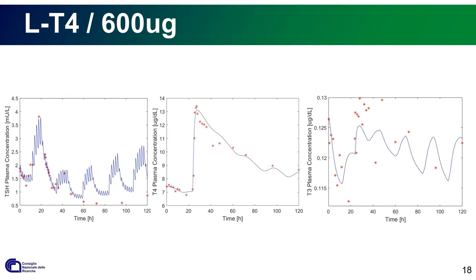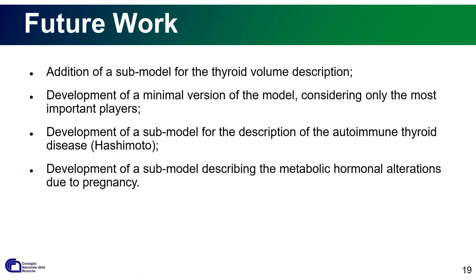The next steps include the addition of a submodel for the thyroid volume description for those diseases that consider a volume variation, such as hypothyroidism, tumors, etc. The development of a minimal version of the model, considering only the most important players, such as T3, TSH, and T4, so not considering anymore, for example, the TRH, simplifying the negative control feedback, and not considering anymore the Eidenson model, so assuming that the subject takes every day the necessary quantity of iodine. The minimal version of the model will be faster in terms of simulation time, and this is good.